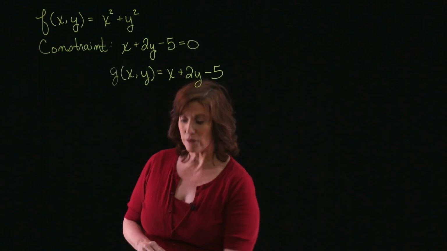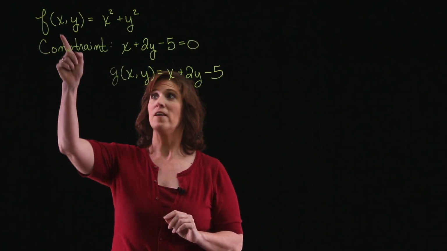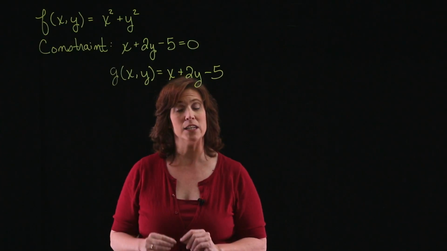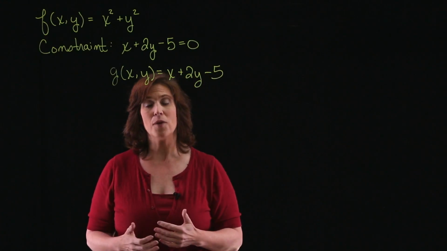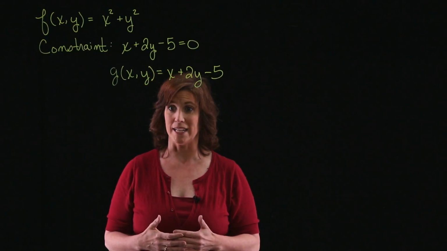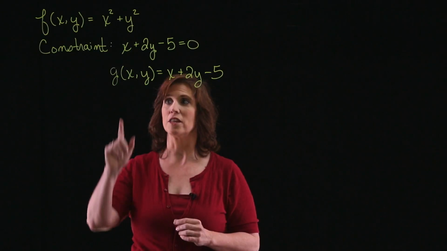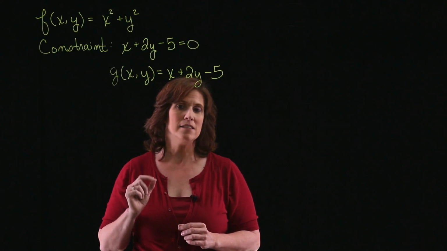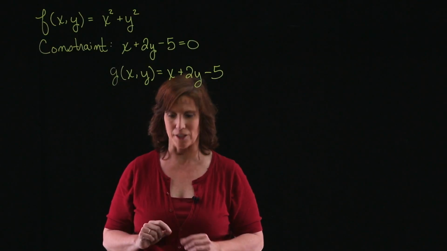Now, in order to use Lagrange multipliers, I have to make sure of a couple of things. First of all, my functions f and g have to have continuous partials, which they do. My constraint function also has to be a smooth curve, which it is. The last piece that I have to check is that the gradient of g is not the 0 vector at my solution point, and I'm going to check that a little later.